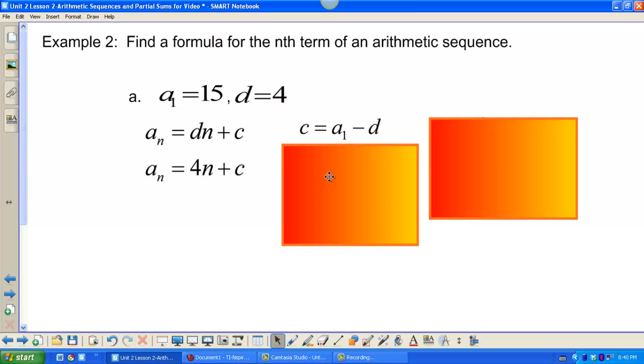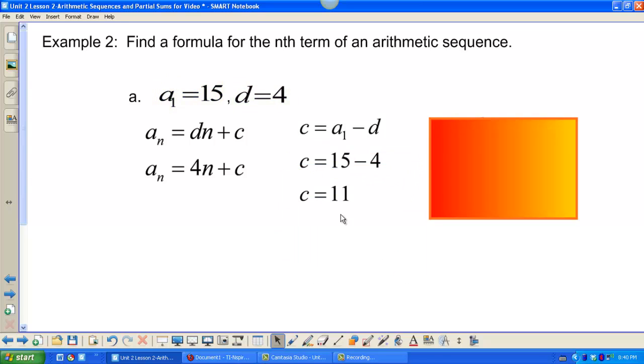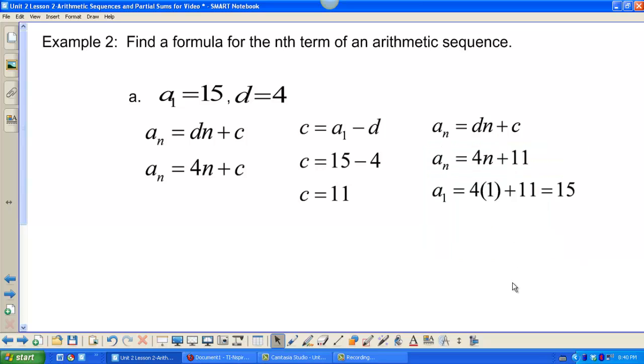So I know that c is equal to a sub 1 minus d. My first term that was given in the problem was 15. My common difference is 4. 15 minus 4 gives me 11. So when we put this all together, again using my formula a sub n equals dn plus c, my d is 4, my c is 11, and you can check this. If I want to find the first term using that formula, I substitute in 1 for n. 4 times 1 is 4, plus 11 is 15, and it yields the first term of this sequence.